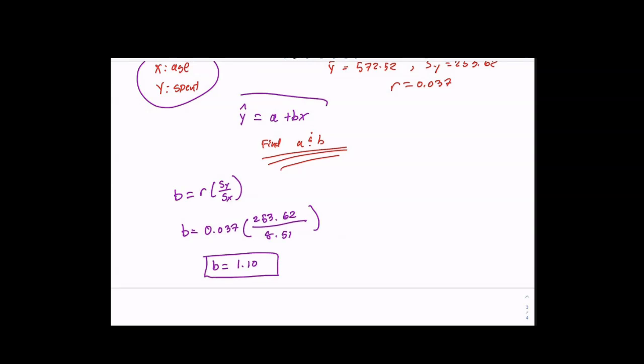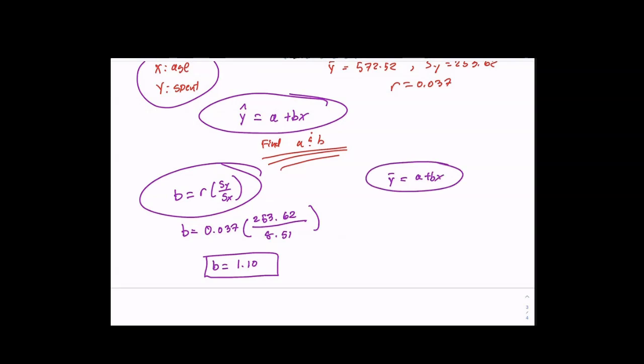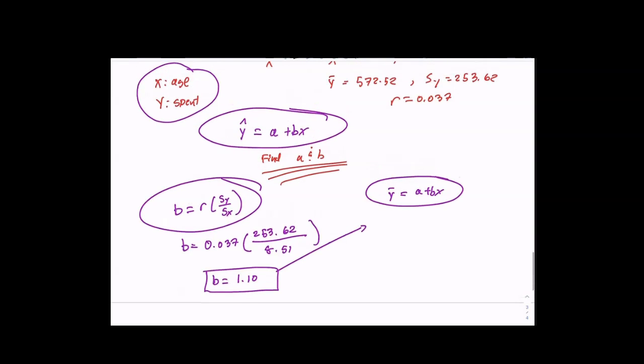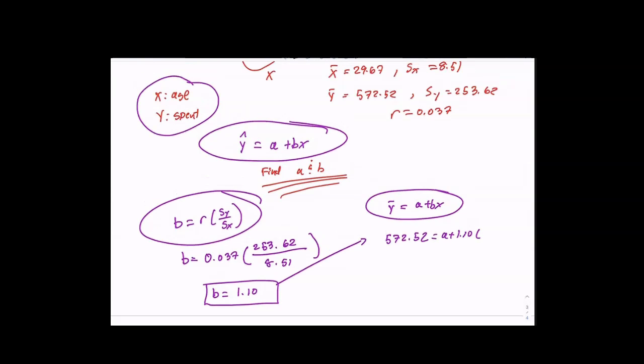Okay, so this is one of the first equations. That's the second equation. The third equation says that y bar equals a plus bx. Now I'm going to take that information and plug it in: 572.52 equals a plus 1.10 times 29.67. So I just plugged into those formulas, and now I can find A.